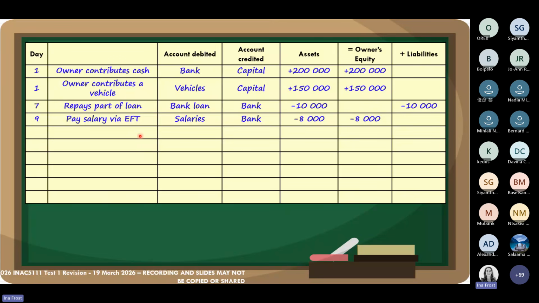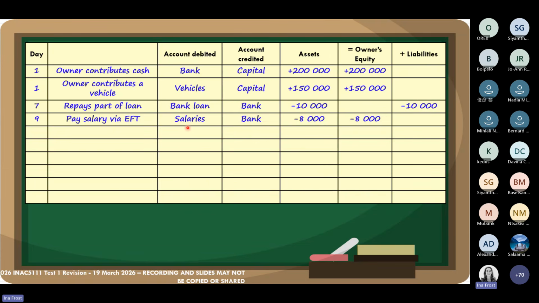Okay, the next transaction now, we're paying salaries by EFT. And remember again, if we say via EFT, in your mind, you can translate that to, oh, this is a cash transaction, and any cash transactions are recorded in the bank account. So you can see here in the first one, we said it was a cash transaction, and we recorded it in the bank. And here we use the wording via EFT. And EFT also means a cash transaction. And so we are also going to record that in our bank account.